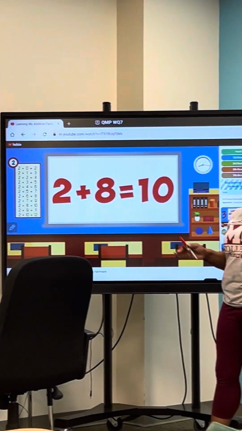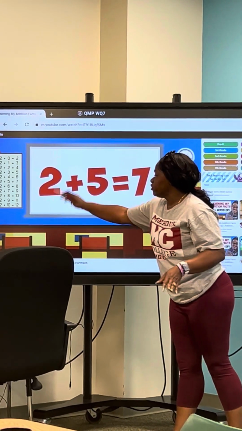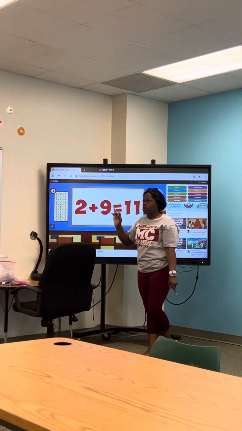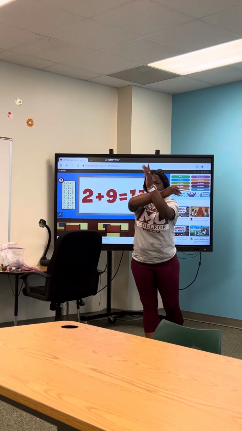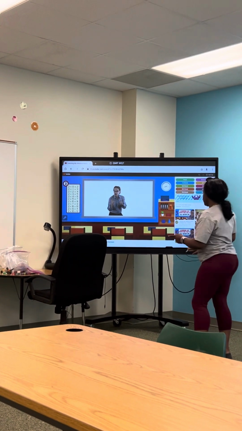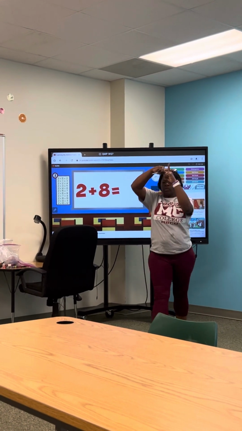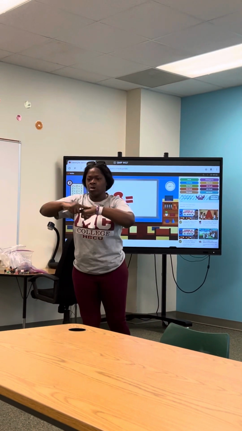Okay? So that's why I wanted you to write that so you can recognize. He's saying 2 plus 5 equals 7. So you see the key terms we just learned. The plus and the equal, okay? The plus and the equal. The plus, do it with your hands. The plus and the equal, okay?